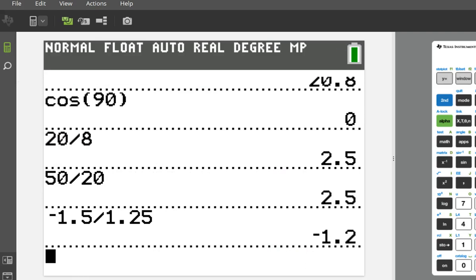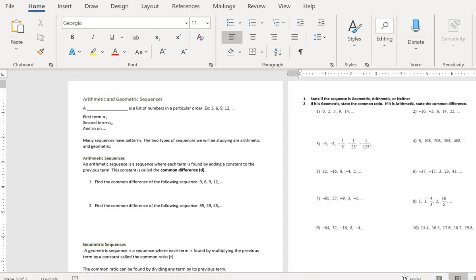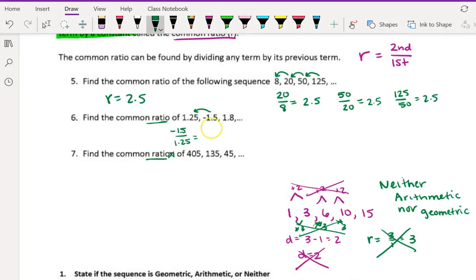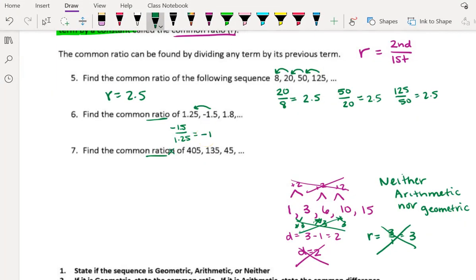So I get negative 1.2. I'm going to check it in a different way this time. Sorry, I'm all over the place. Negative 1.2. So what I'm going to do is multiply. Is 1.25 times negative 1.2 equal to 1.5? I'll multiply by negative 1.2 and see what happens.